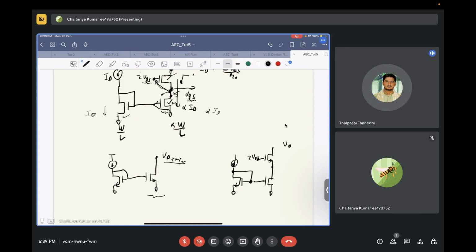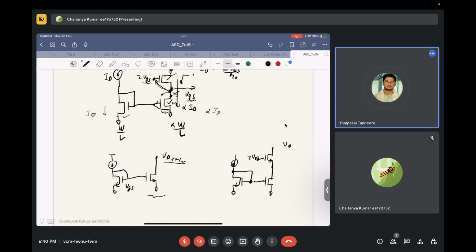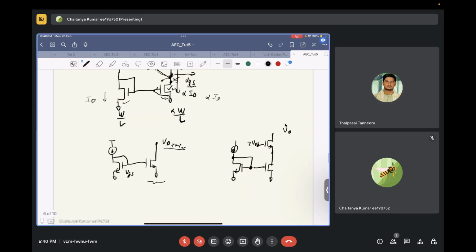What will be, sir, that voltage? It should be VG plus VTH, sir. Are you sure? Yes, sir. Then only minimum pinch off, that is VD min, right? VD should be greater than VGS minus VTH, right? VD should be greater than VGS minus VTH. So VD min is equal to VGS minus VTH. You understand? Yes, sir.